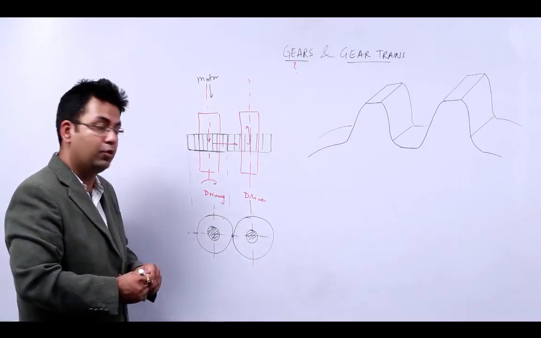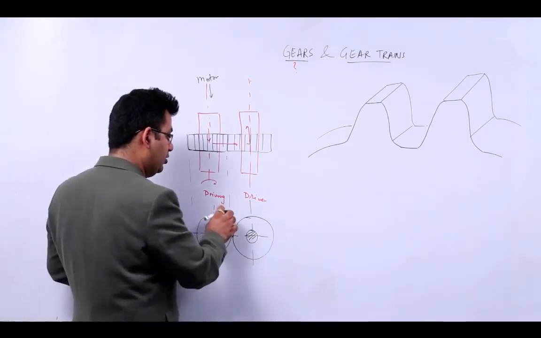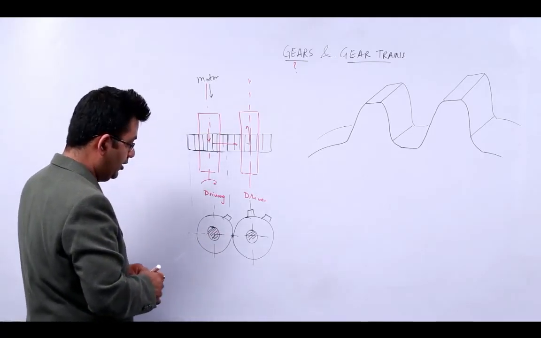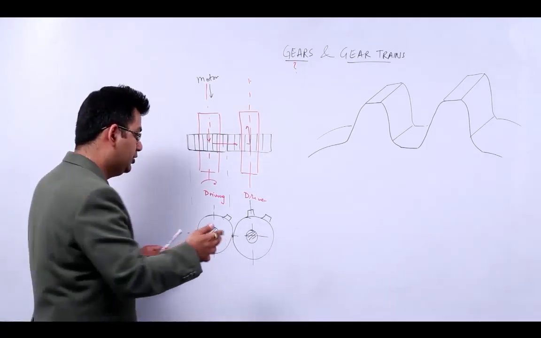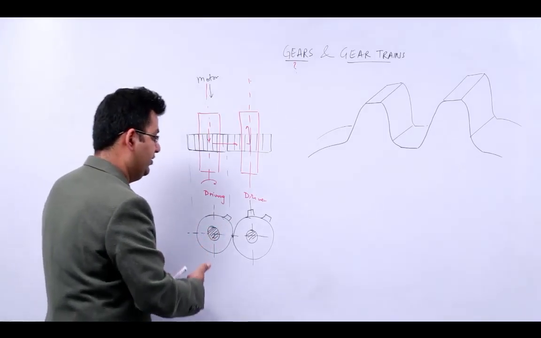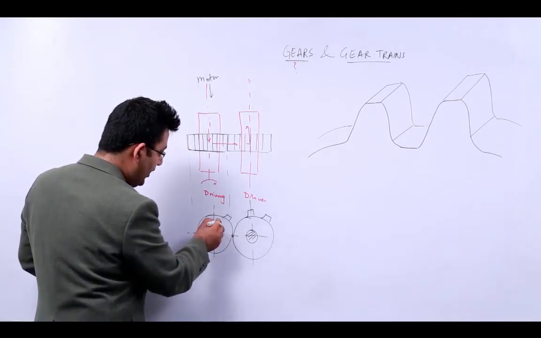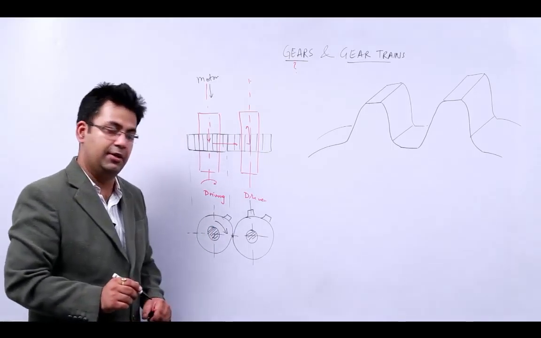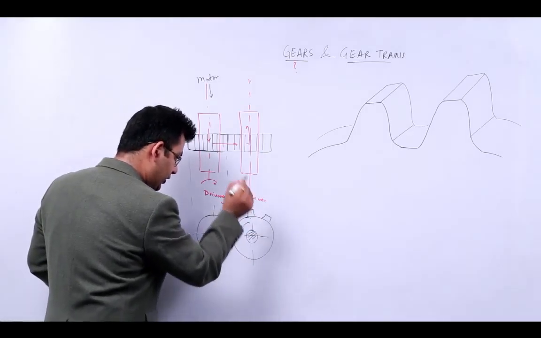Now you see I am not putting any teeth on this. You can put teeth on this like this. I'm just indicating that these two gears are in contact with each other, they are in mesh with each other. Now, this is rotating in this direction, so this will rotate in the opposite direction.